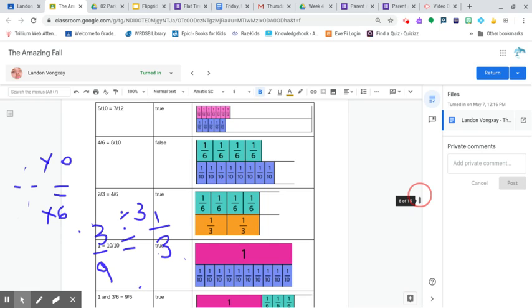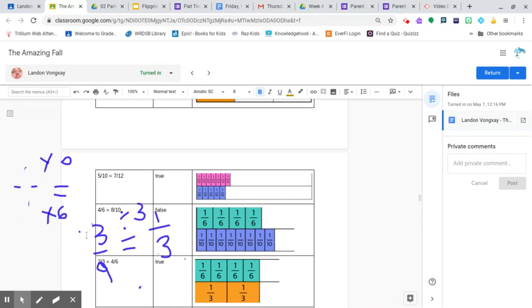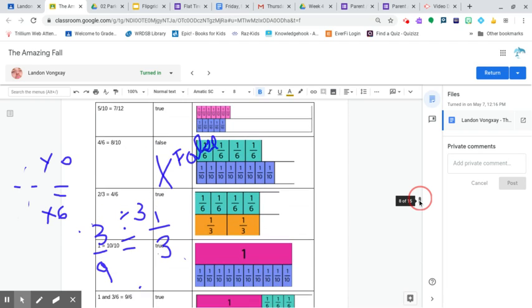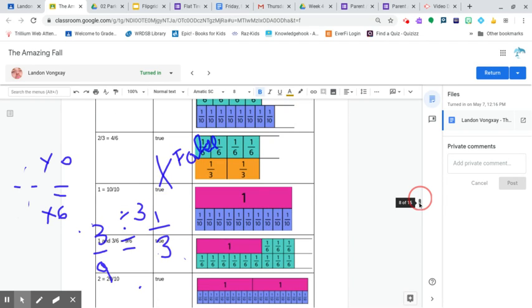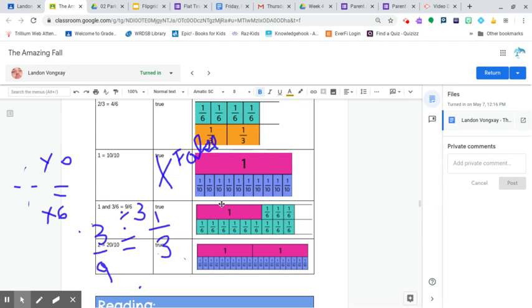5/10 is equal to 7/12. I believe Landon meant to say false here. Okay, meant to say false. Oh, messed up my cursive writing there. Okay. False, true, 2/3. Well done, Landon. 1/10 equals that. Great. One is a whole, so that's good.